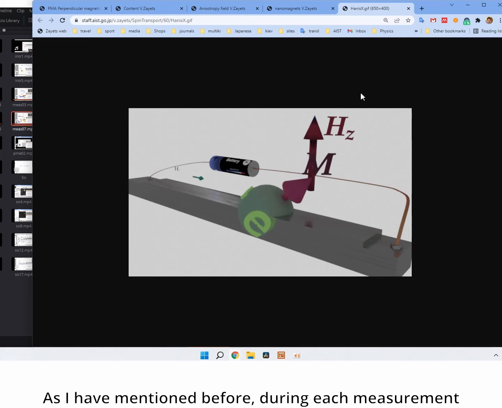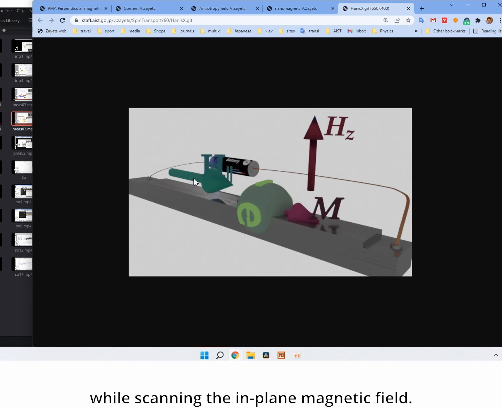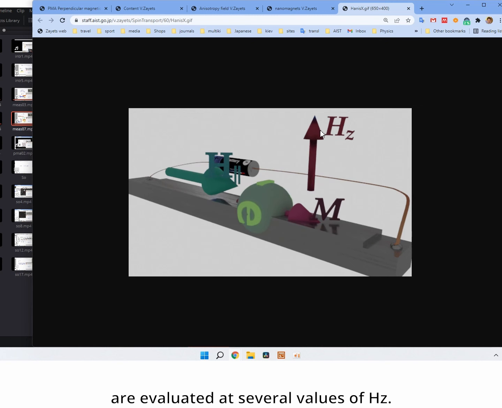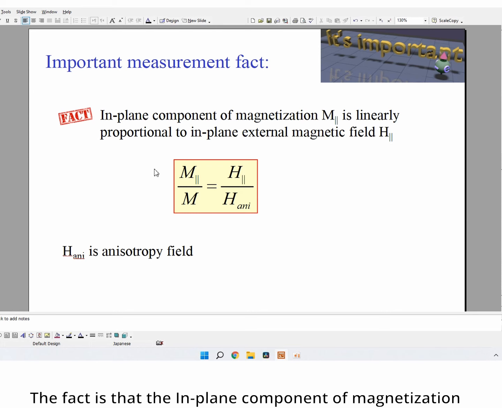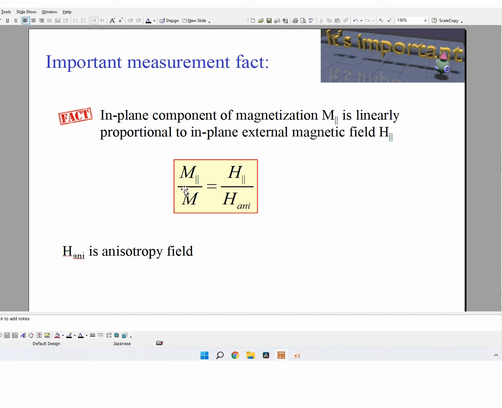As I have mentioned before, during each measurement I applied a fixed magnetic field Hz perpendicular to the plane while scanning in-plane magnetic field. Therefore, the strength of PMA and spin-orbit interaction are evaluated for several values of Hz. Next, I would like to mention a very important fact which substantially helps this measurement. The fact is that the in-plane component of magnetization is linearly proportional to the applied in-plane external magnetic field. This is just the sine of magnetization angle with respect to film normal.